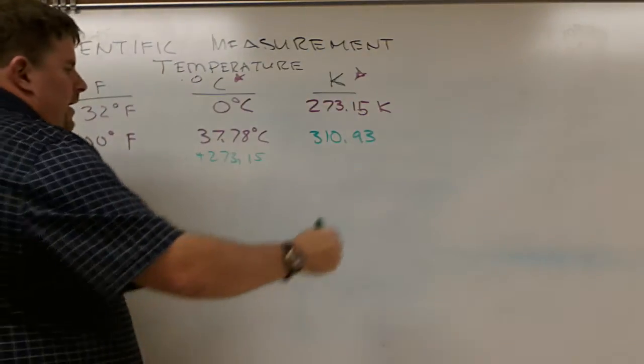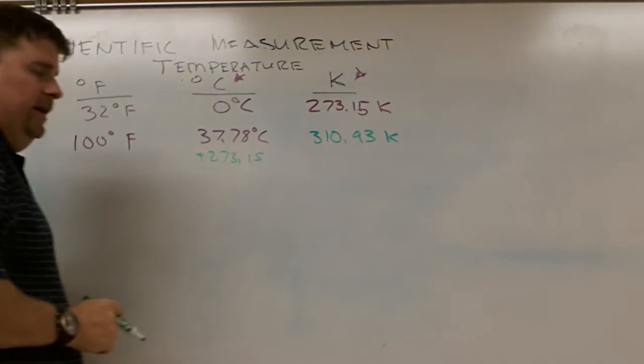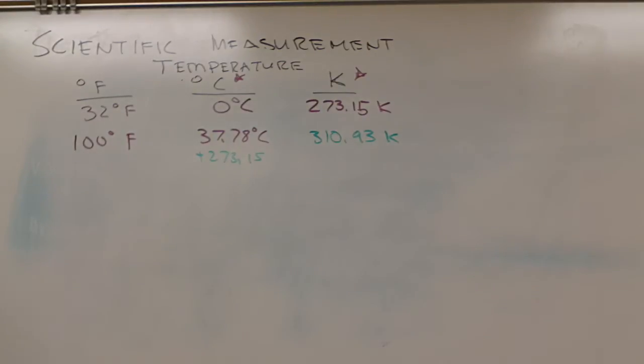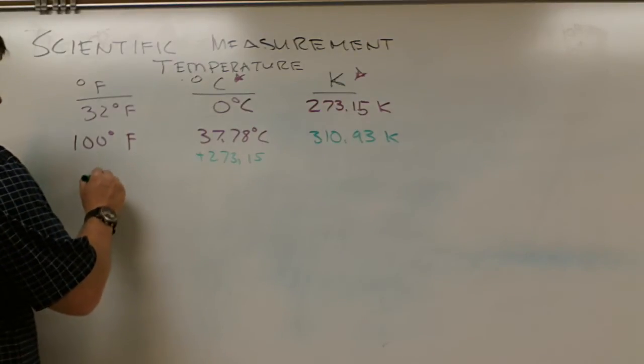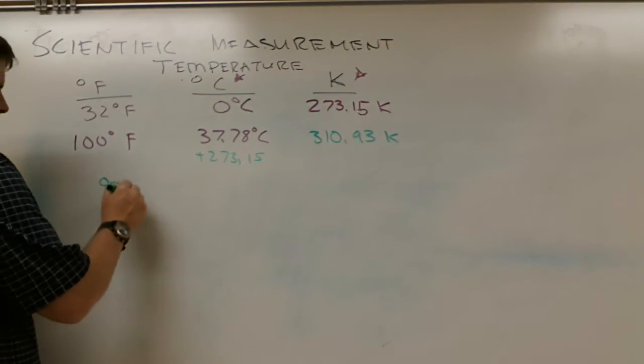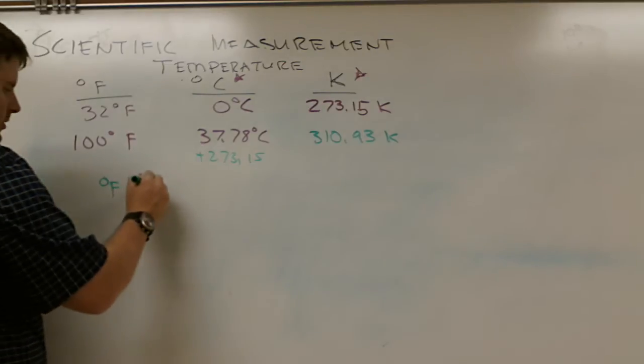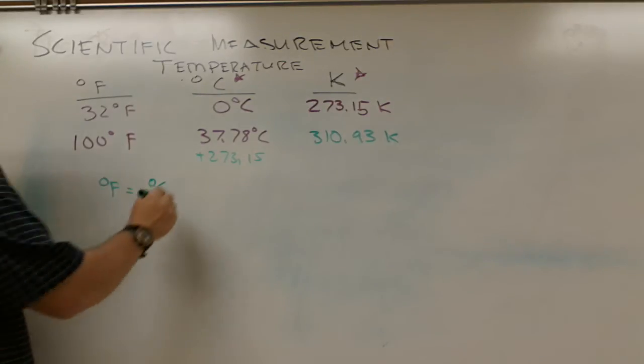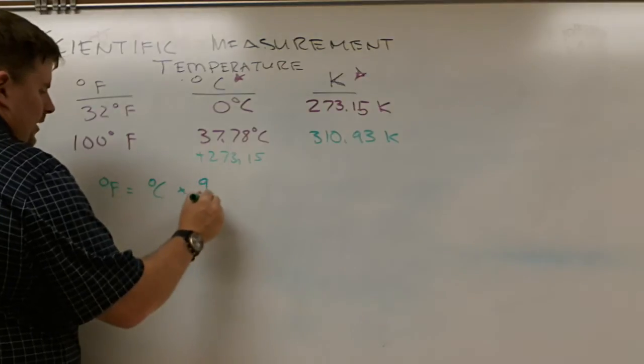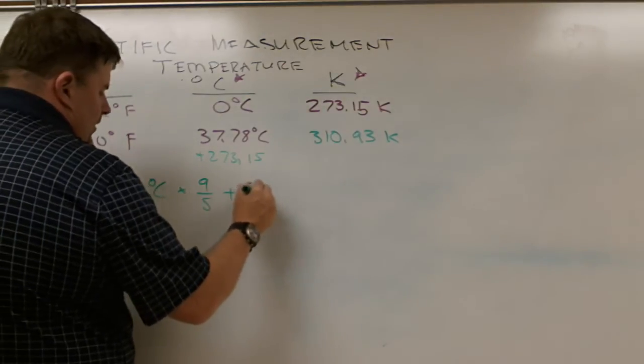Now I'm using a calculator to help me figure this out. There are some conversion tools you may find online. The base conversion for finding degrees Fahrenheit is to take the degrees Celsius, multiply it by 9/5, and then add 32.